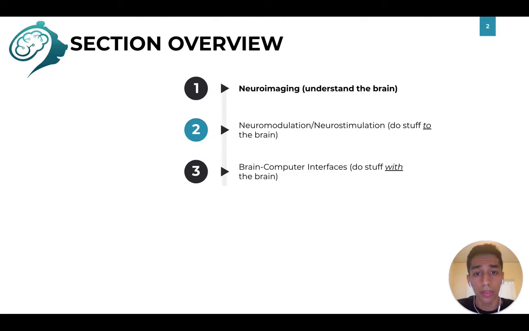So, a good way of thinking about these categories is that neuroimaging is a way to understand the brain. Neuromodulation and neurostimulation are ways to do stuff to the brain, and brain-computer interfaces can be used to do stuff with the brain.